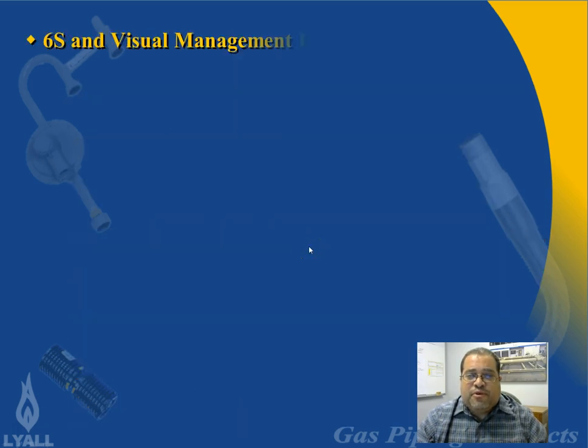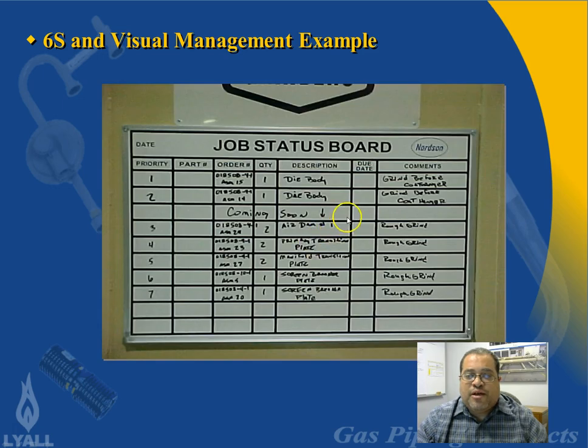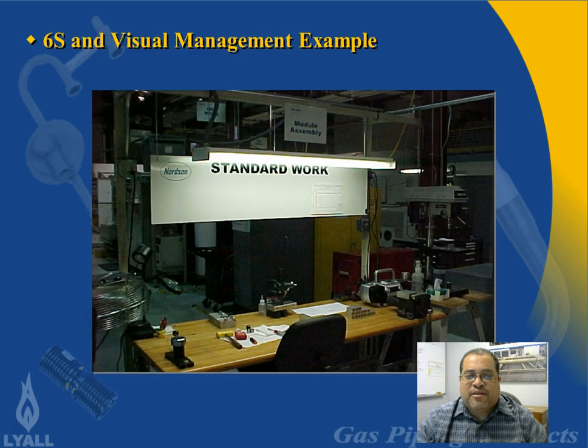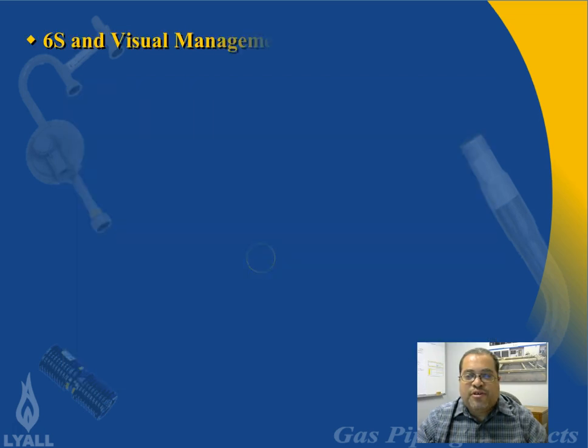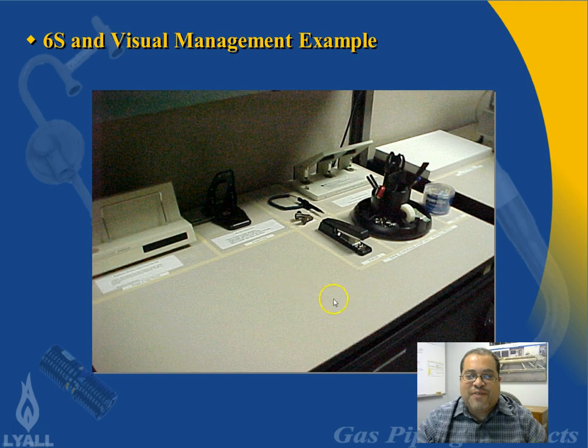Okay, and again, some more examples. This is an example of a job status board. It's one of the simplest means of visual management. This is a standard work display. Okay, another example of communications boards and a very nice clean factory.